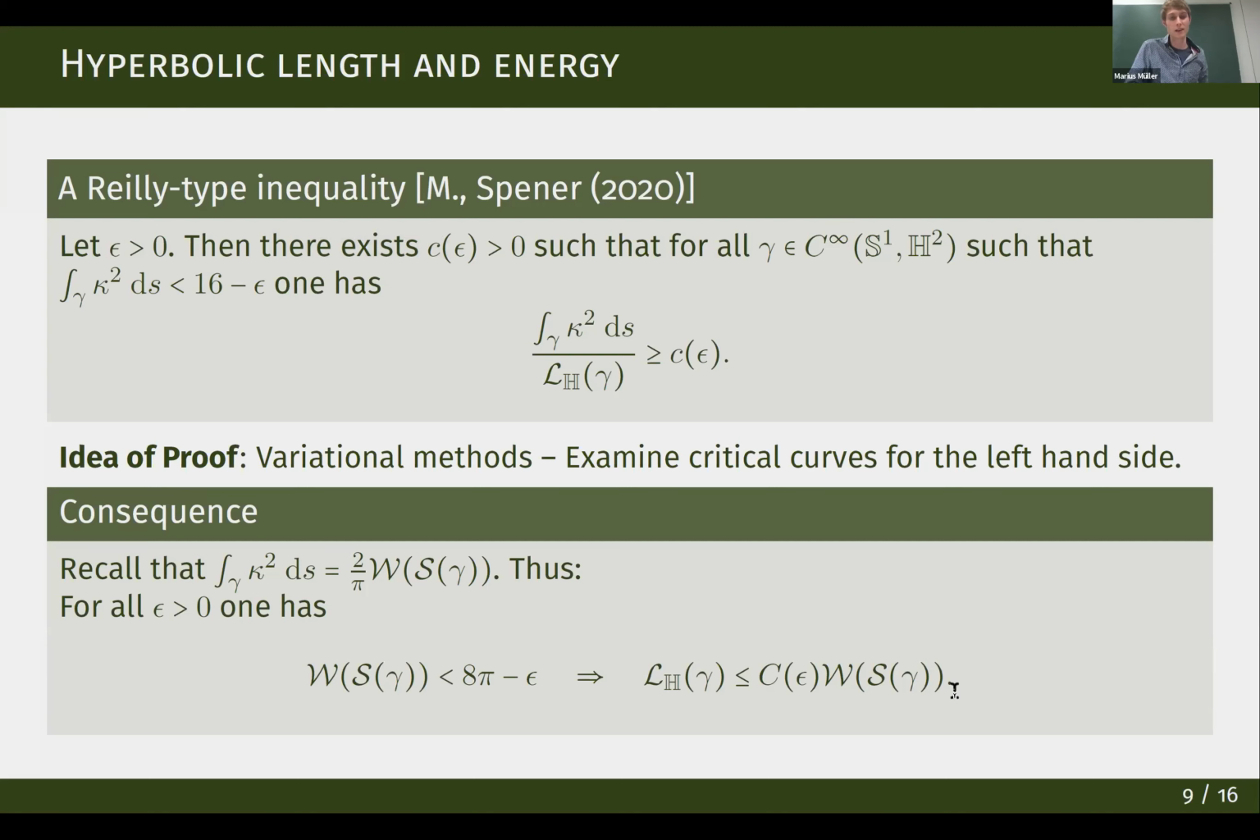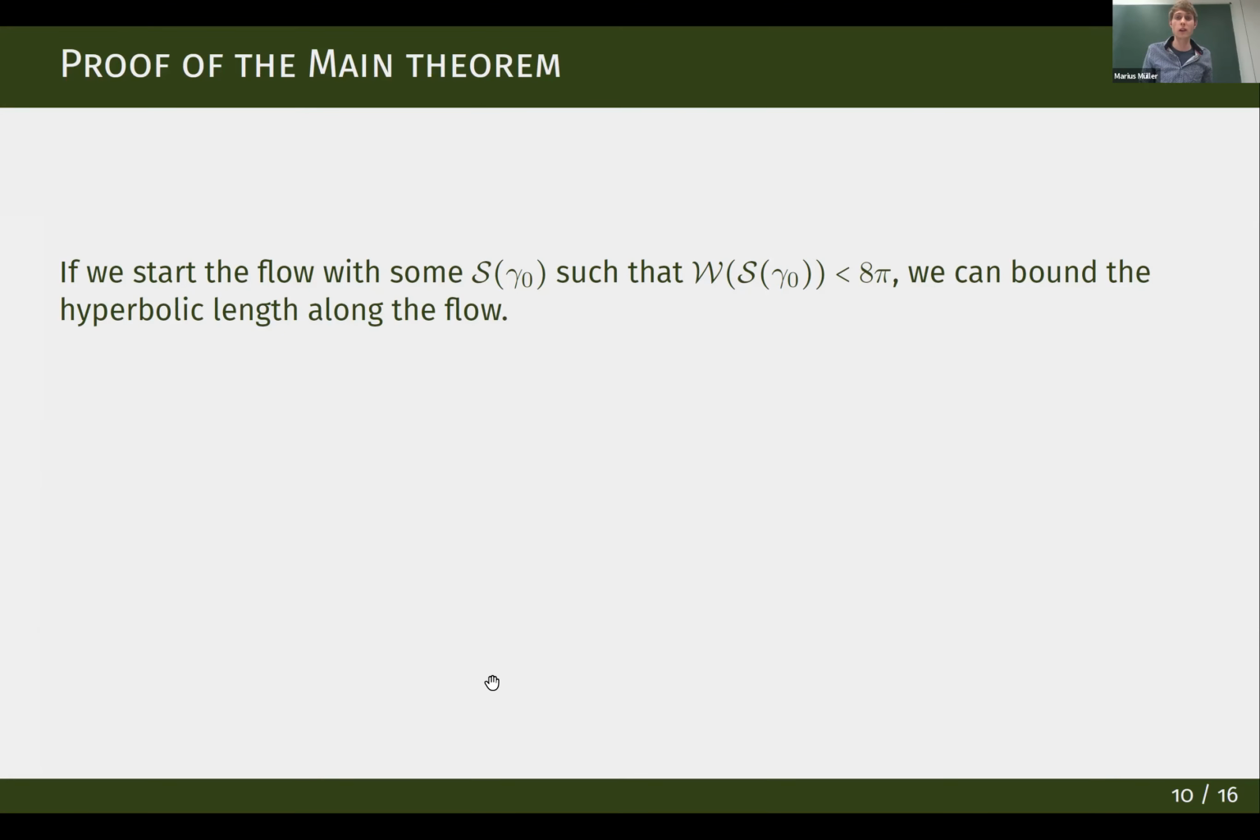So this one actually can be proved, and one makes very much use of this correspondence. And now it explains a little bit more why this 16 is so important here. Because 16 in the world of curves equals 8 pi in the world of Willmore surfaces. All right. So now if you start the flow with Willmore energy below 8 pi, then you can bound the hyperbolic length along the flow. And then our convergence criterion, which we had slides ago, says that the evolution will converge.